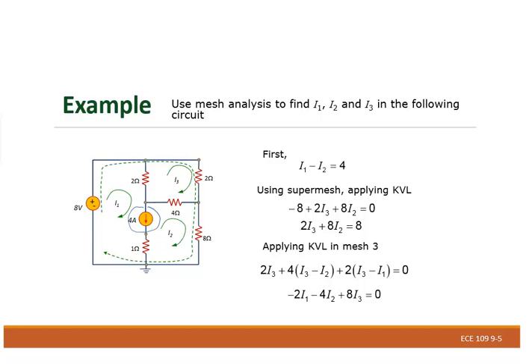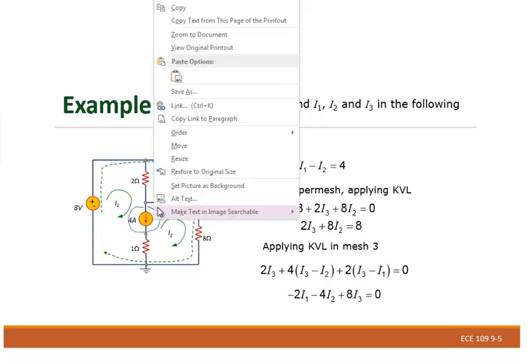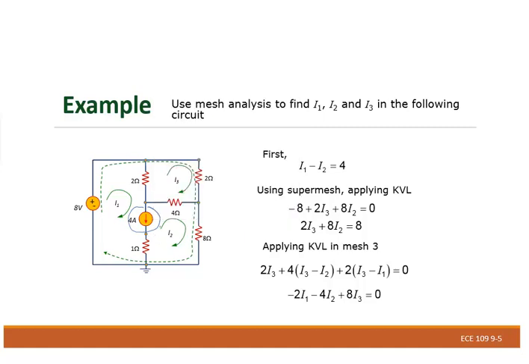And we know that from here, I1 minus I2 will be equal to 4 amperes. That is one of the equations. So we have two more equations. One is from the super mesh. If you start from this point here, you're going to have minus 8, as you see right there, coming this way.